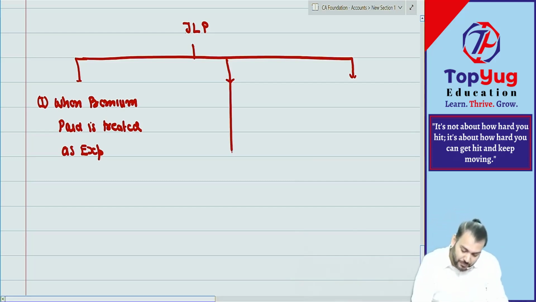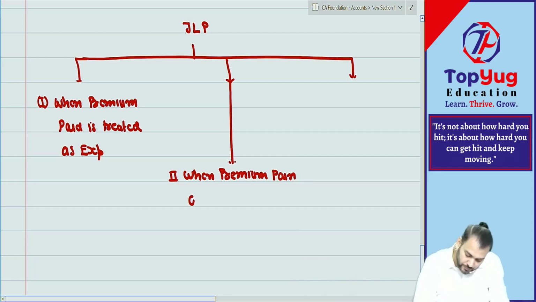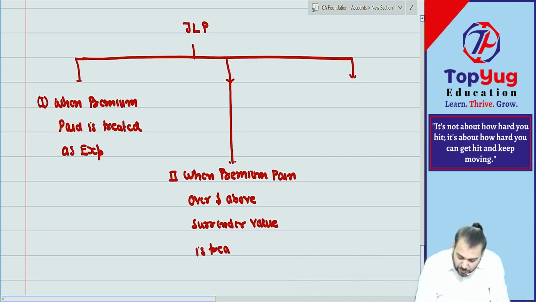Then second, point number two: when premium paid over and above surrender value is treated as what?